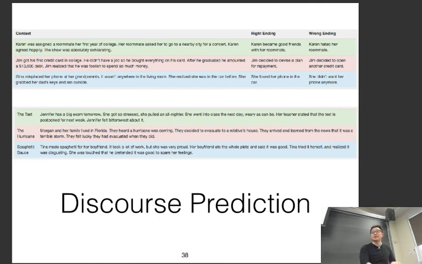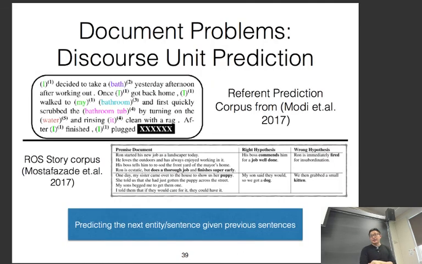One thing I really want to talk a little bit about, since I rushed over the discourse parsing, is discourse prediction. This is a very simple configuration task, but the task itself is difficult. At the document level, we don't do language models, we do discourse unit prediction. A language model predicts the next word. Discourse unit prediction can predict the next sentence, the next phrase, the next event structure, whatever, or the next entity.